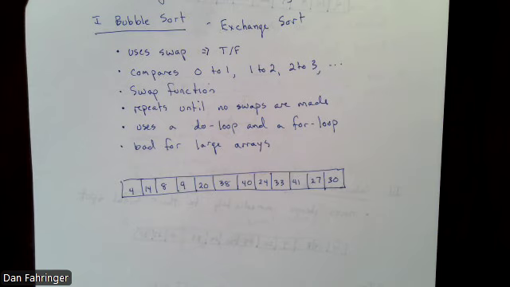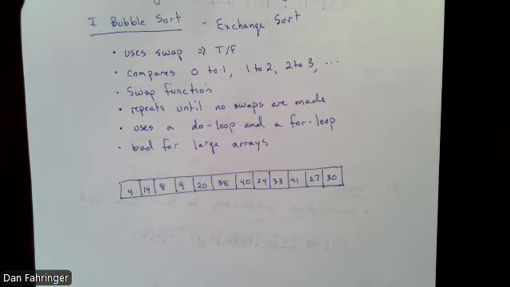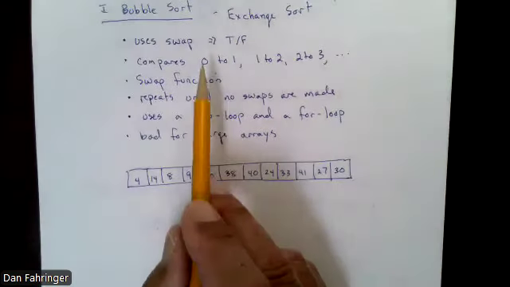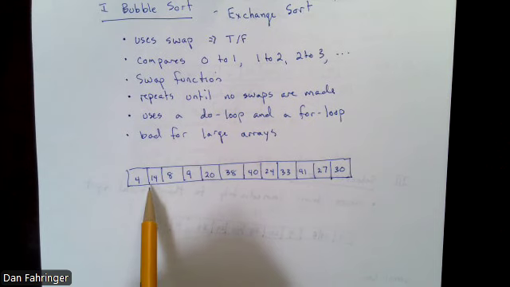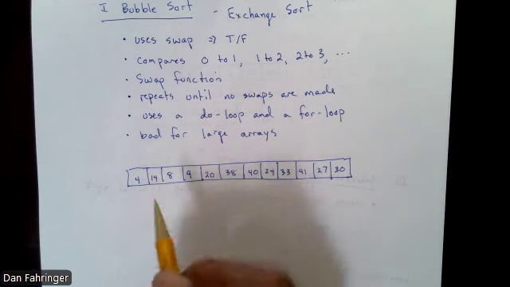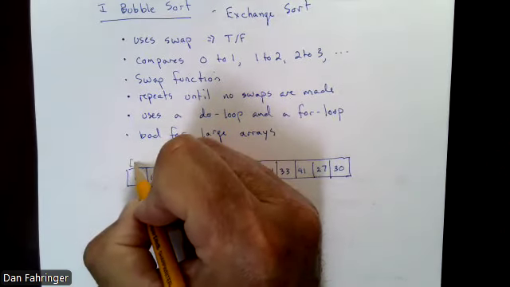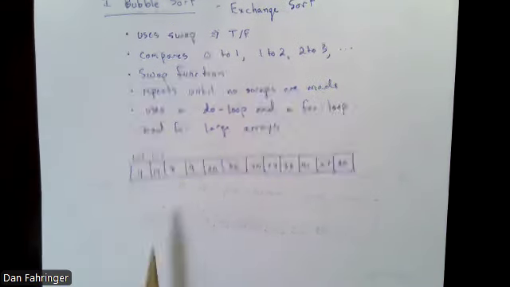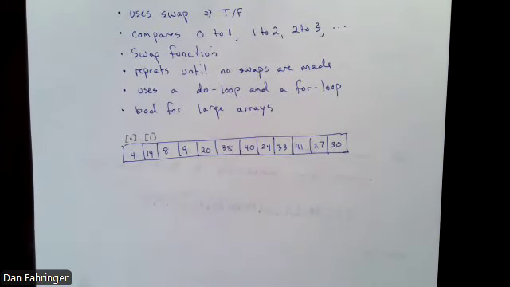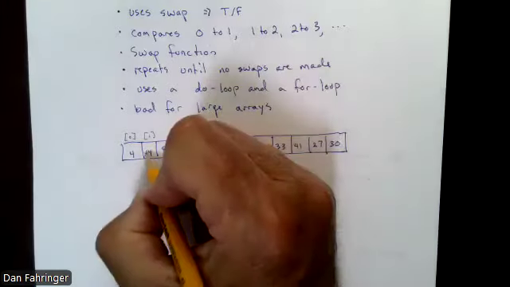All right. Let's see what we got. We're going to compare 0 to 1. Do they need to swap? I'm sorting this in ascending order, low to high. Do they need to be swapped? Again, this is subscript 0 and subscript 1. I'm going to check 1 and 2. Do they need to be swapped? Yes.